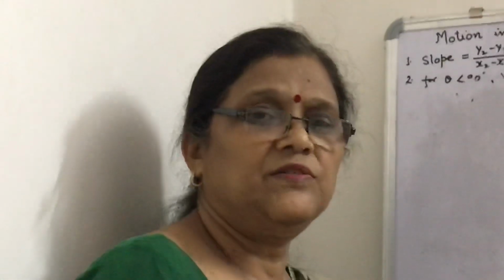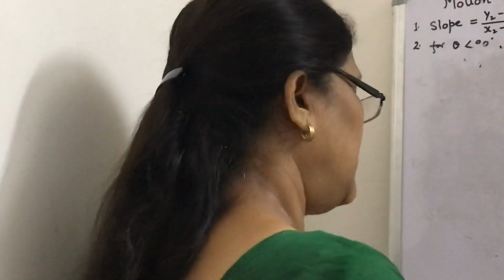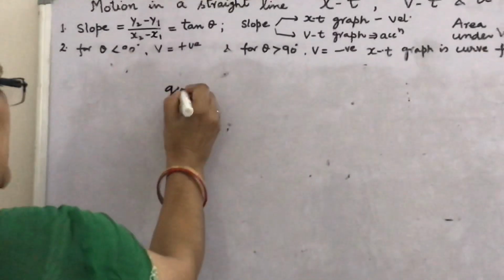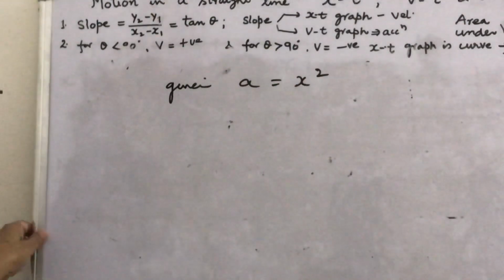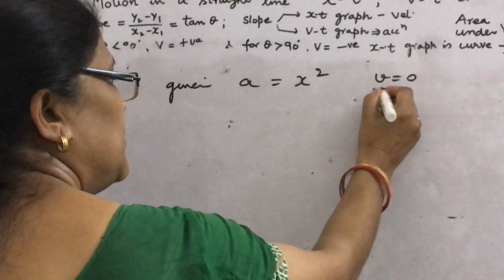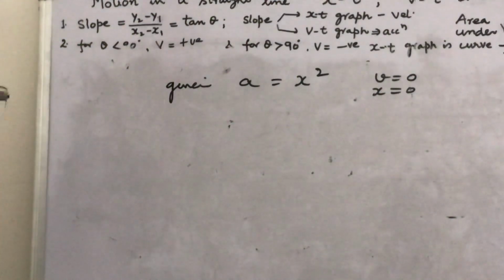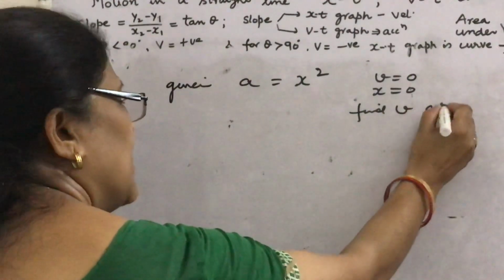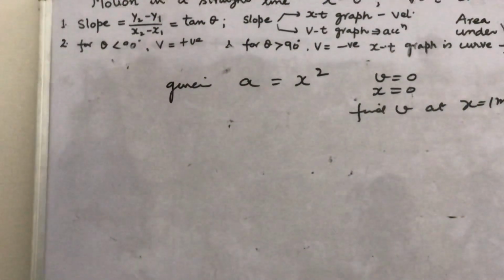Okay, let us discuss few numericals. First numerical I have selected that suppose given that acceleration varies as acceleration equal to x square. It is given that initial velocity is 0 where the position is 0. Find the velocity at x equal to 1 meter. How will you find the velocity?